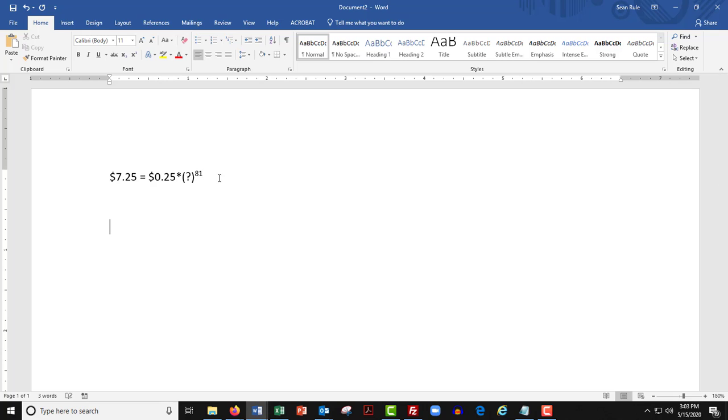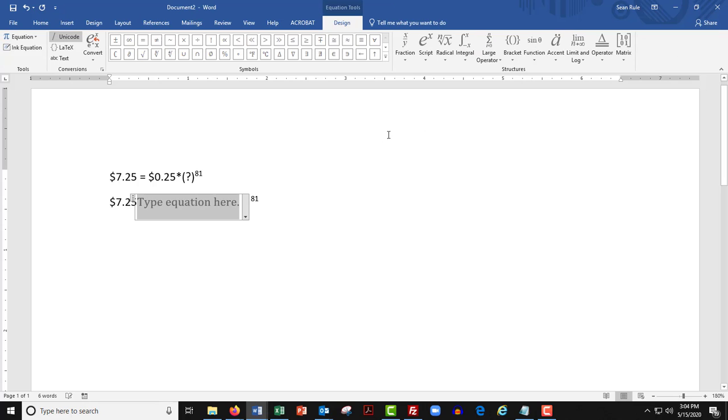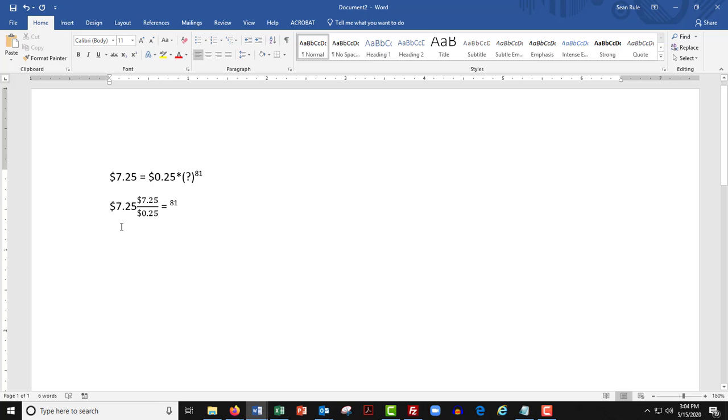So our next line down here, actually I'm going to copy and paste. That'll keep the formatting the same. The first thing we're going to have to do is, give me a little bit of time here, I'm going to insert an equation. Put a fraction right here. 7.25 divided by 25. All right, there we go. Let's get rid of the 7.25. All right, and then that's going to equal something to the 81st power.